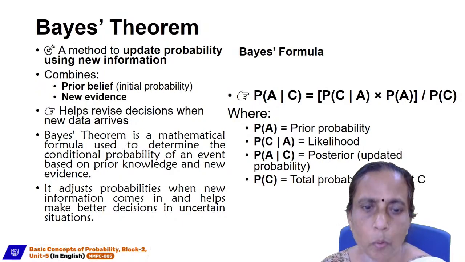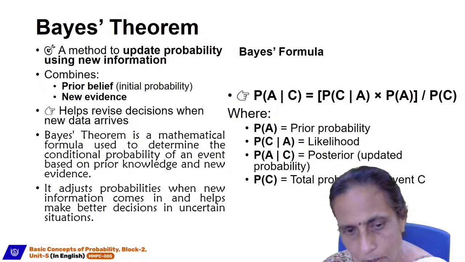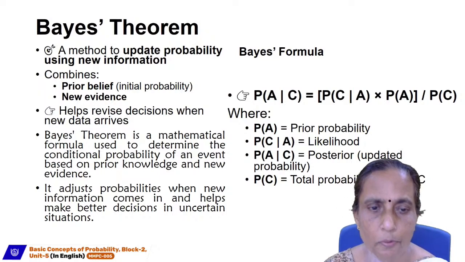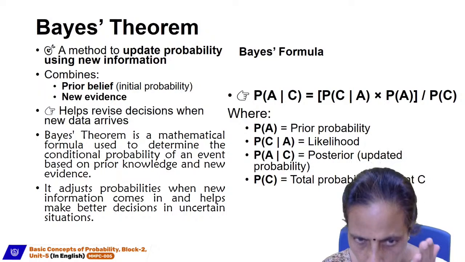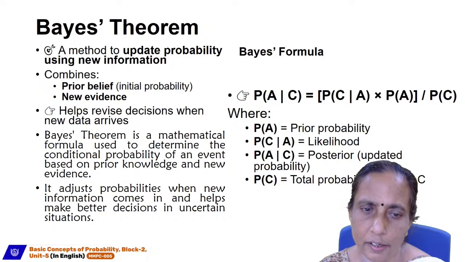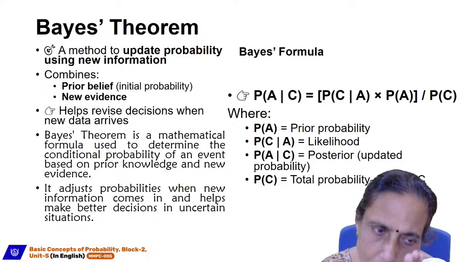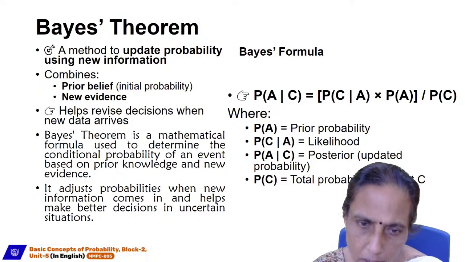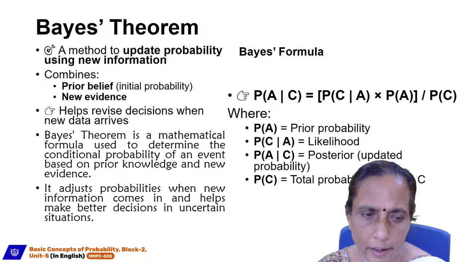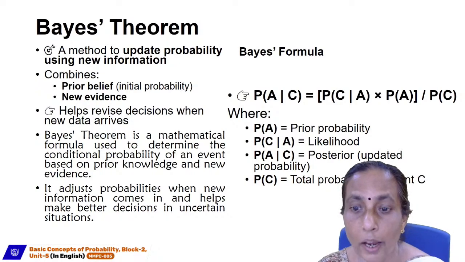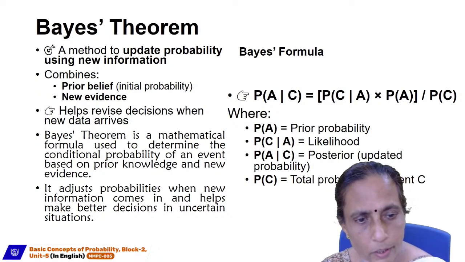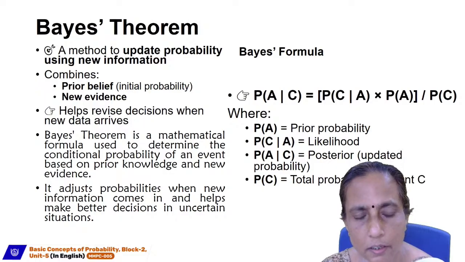Basing on a specific event that has already occurred, we have to perform another event. Assuming that an event has already occurred, we have to take a decision on the basis of that. On the basis of this condition, we have to decide the likelihood. It adjusts probabilities when new information comes in and helps make better decisions in uncertain situations.